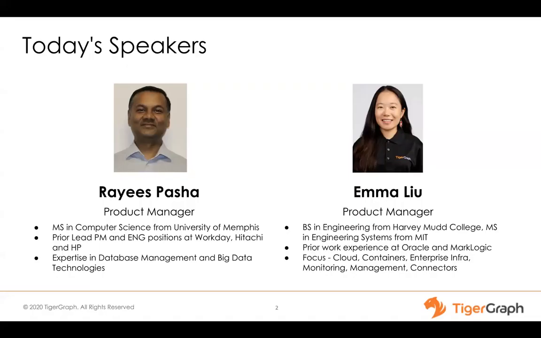All right, so first I want to introduce myself. My name is Emma Liu. I'm a product manager at TigerGraph. I've previously worked at Oracle as an engineer and at MarkLogic as a product manager. My current focus at TigerGraph is the cloud area, TigerGraph Cloud, and containerization, and also enterprise infrastructure and monitoring, as well as the connector ecosystem. I have a passion for complex systems, and I'm very proud to have been working at TigerGraph, bringing graph analytics to everyone.